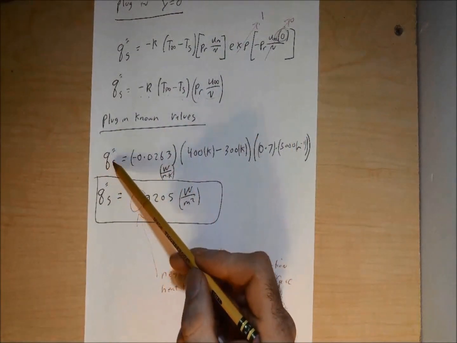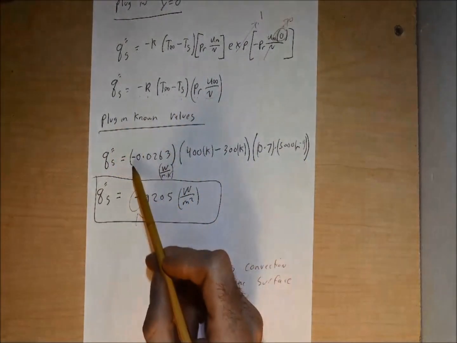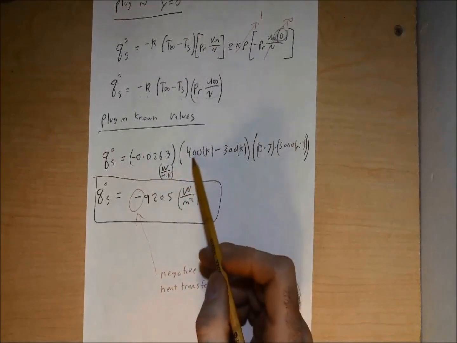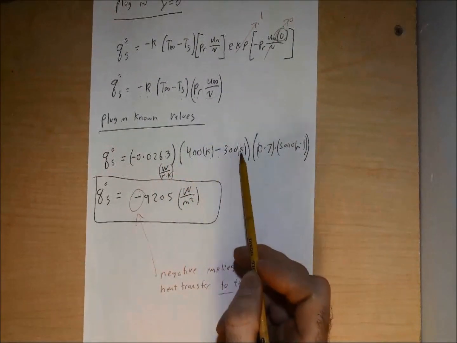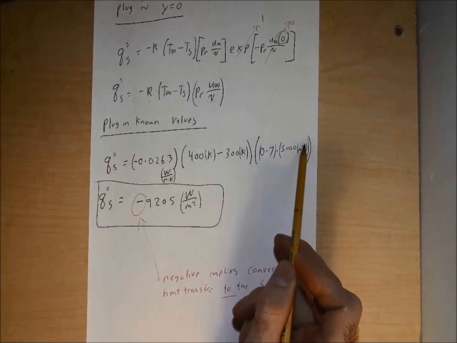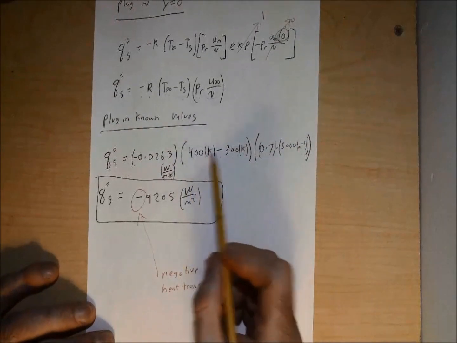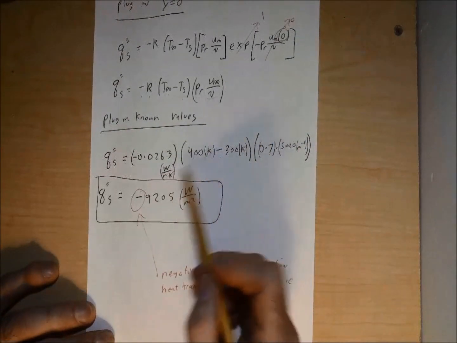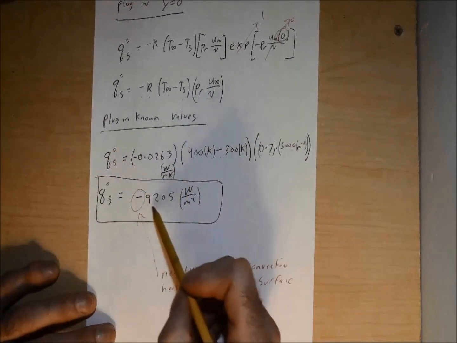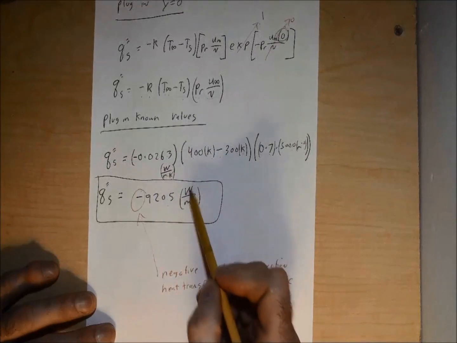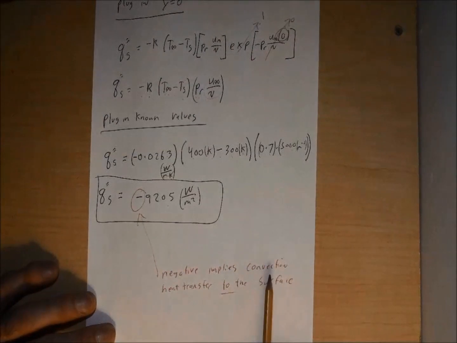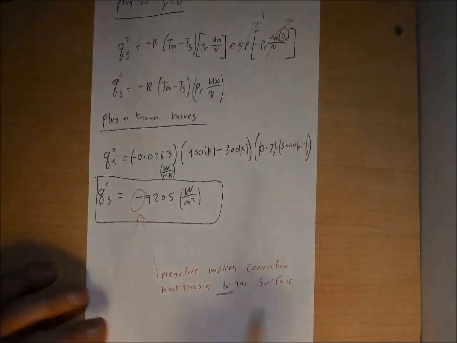So now we have our q sub s double dash, our heat flux here, is equal to a negative 0.0263 watts per meter Kelvin times 400 Kelvin minus 300 Kelvin times 0.7 times 5,000 meters to the negative 1. So we look here, well, these two combine to a Kelvin there. There's a Kelvin there. Those will cancel out. So we do the math, plug this in. We end up with our heat flux is equal to a negative 9,205 watts per meter squared when we do our unit analysis. Our units check out. And this negative implies convection heat transfer to the surface.